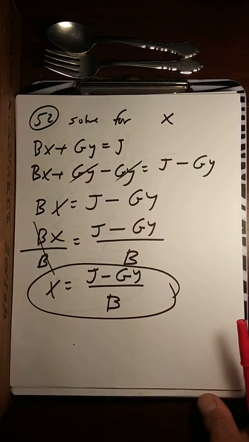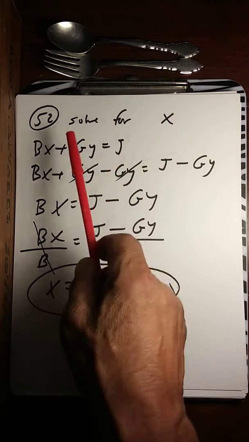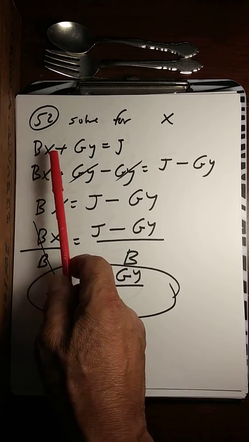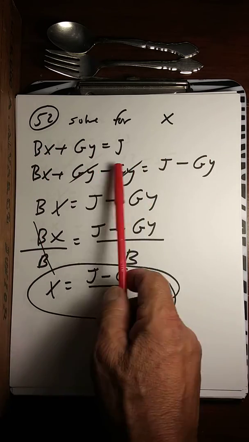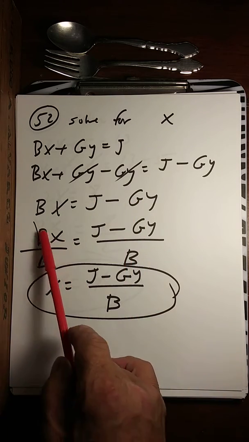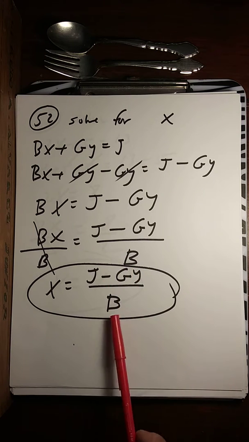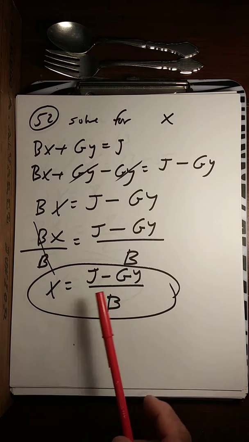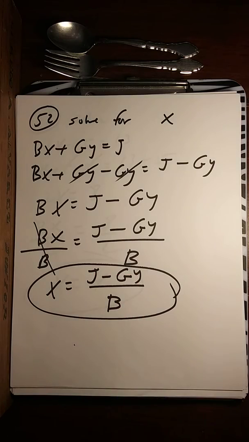All real numbers. This one, solve for the letter x. A literal equation means solve for the letter. So we need to get x by itself. There's x right there. So gy minus gy, these are gone. So bx equals j minus gy. Now divide by b, these are gone. So x equals this one. Or if you want, you can break it up into 2 fractions. But that's good right there. x is j minus gy over b.